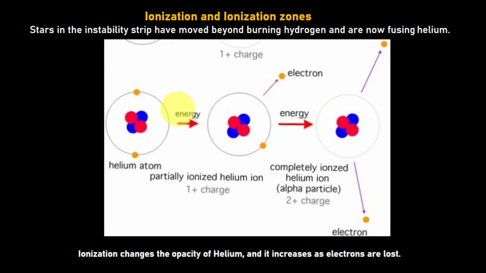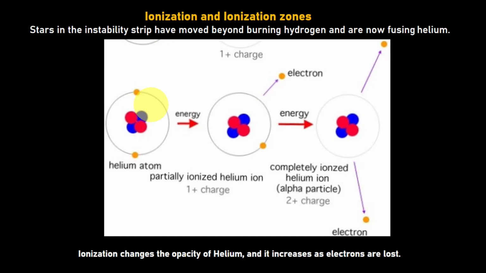So now let me come to helium. A helium atom has two electrons, two neutrons, and two protons, right? And it's an inert gas. It doesn't react with any element. But under high enough temperature, it can lose one of its electrons to become a partially ionized helium ion, with just one electron. Under the conditions in the core of stars, where the temperature is high, they can completely lose those two electrons to become completely ionized helium ions.